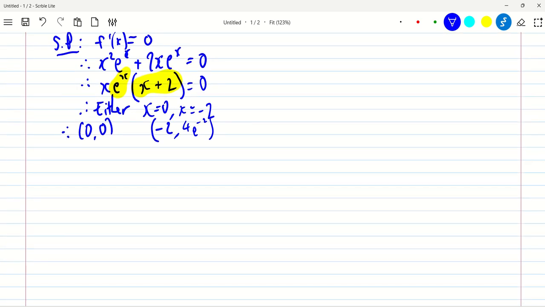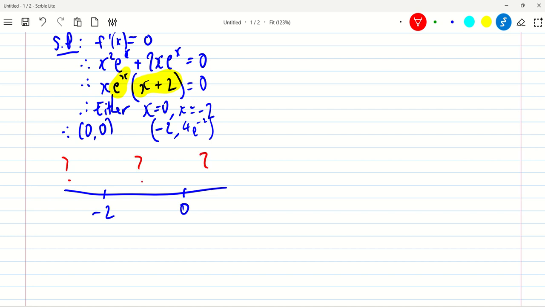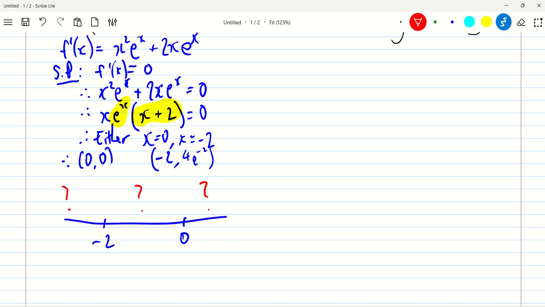Okay, so now what we want to do is find the nature. So what I do is I draw a line and I say, well, I've got -2 and 0, and let's have a think about the gradient in each of these different regions. What's the gradient there? What's the gradient there? And what's the gradient there? Okay, so that's where we're at now. So let's get rid of those.